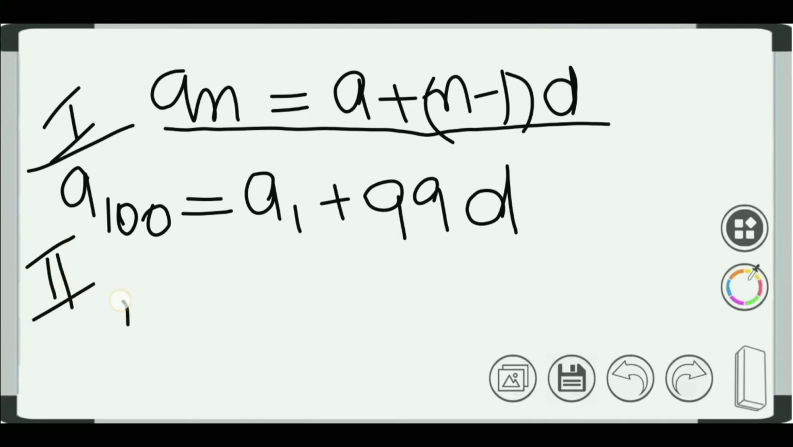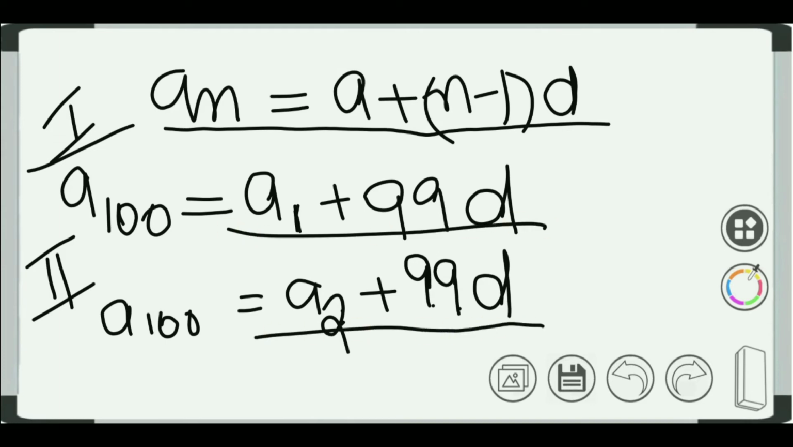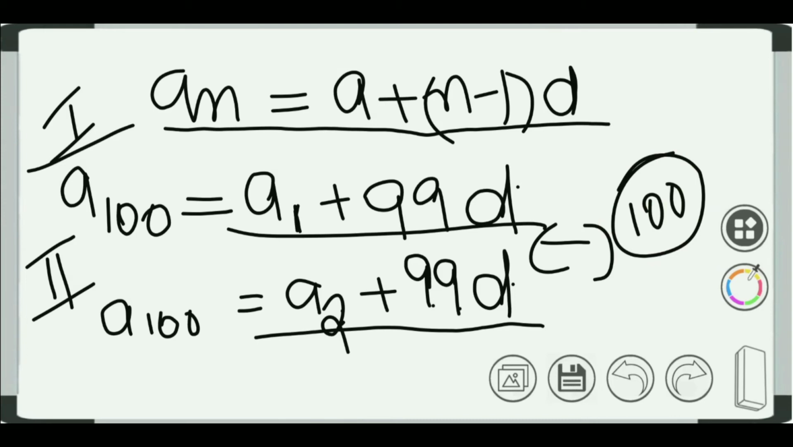Come to the second AP. The second AP's 100th term is A2 plus 99D. This 1 and 2 represent the first AP and second AP. How did I get 99? 100 minus 1, 99D. So these are the 100th terms of AP1 and AP2. They have given that the difference between the 100th terms of AP1 and AP2 is 100. So according to the question, when I subtract both, I should get 100, because it is given in the question.